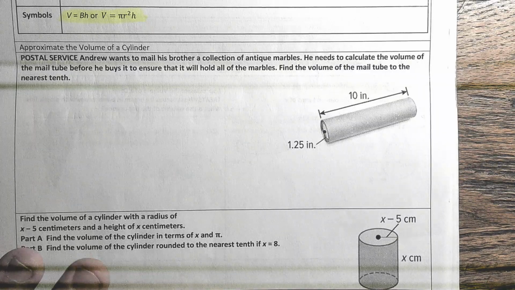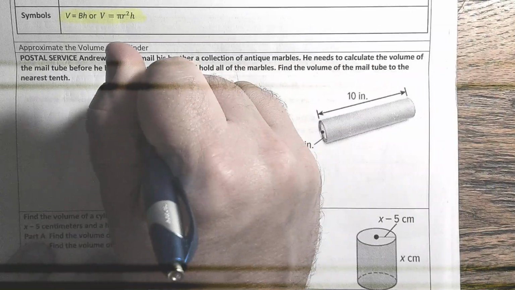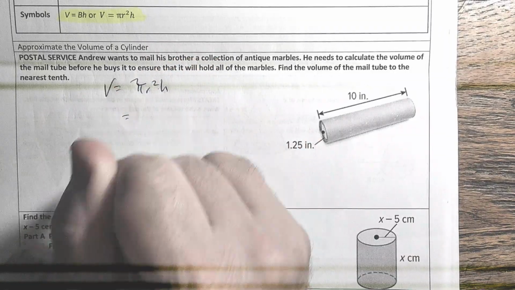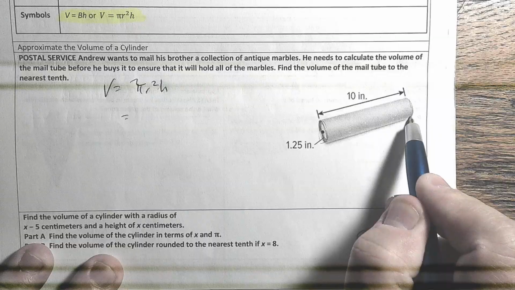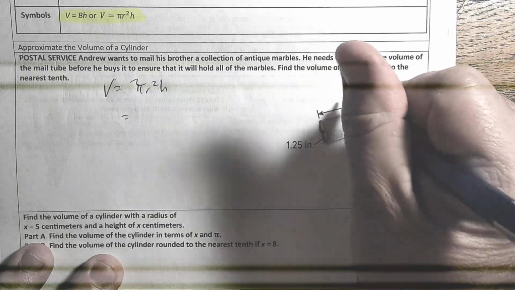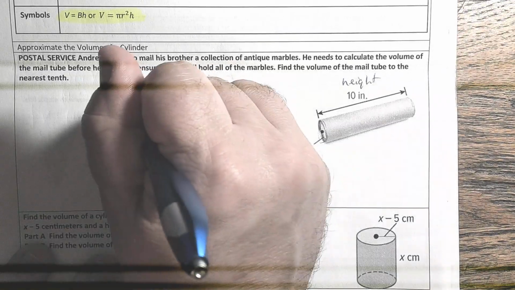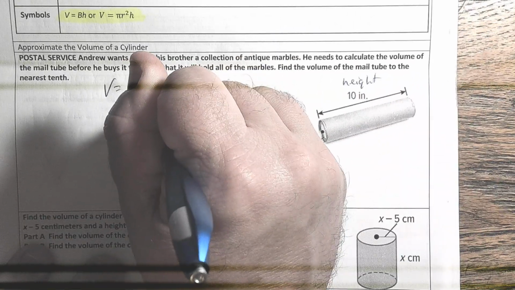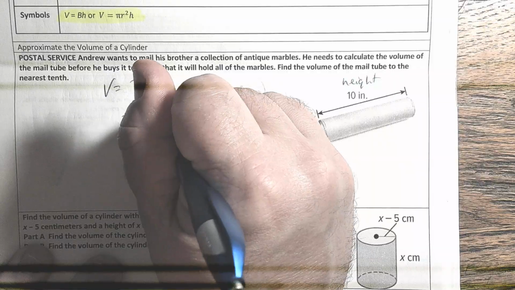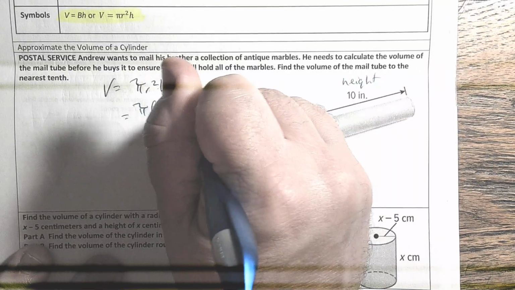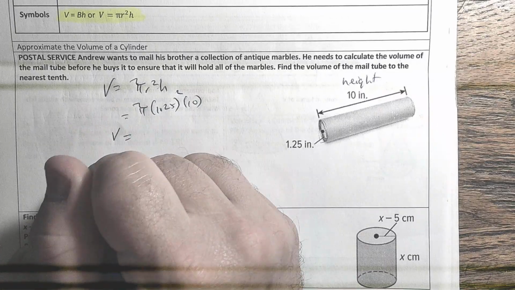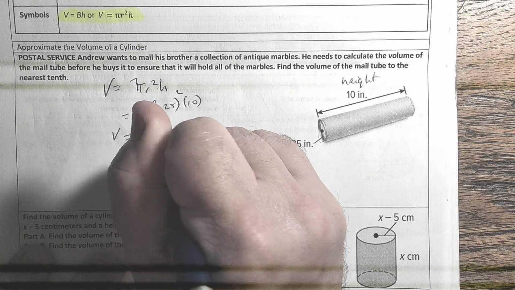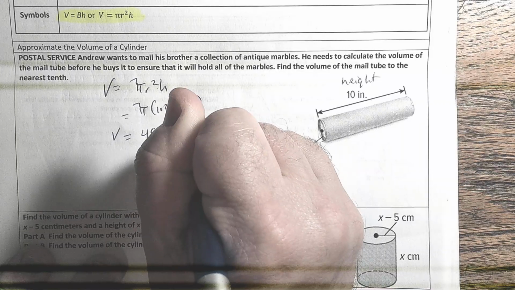So volume equals pi times the radius squared times the height. Remember, our bases are on the top and the bottom, so this is the height because it's turned on its side. So pi, the radius is 1.25, and the height is 10. Multiply those out, 1.25 squared, and the volume is 49.1 cubic inches.